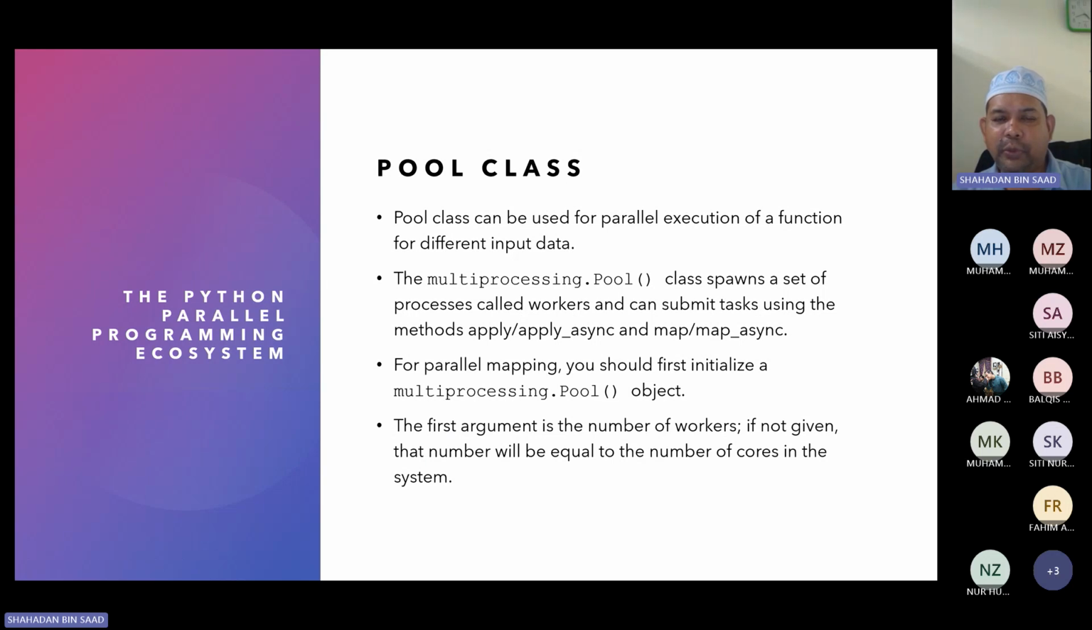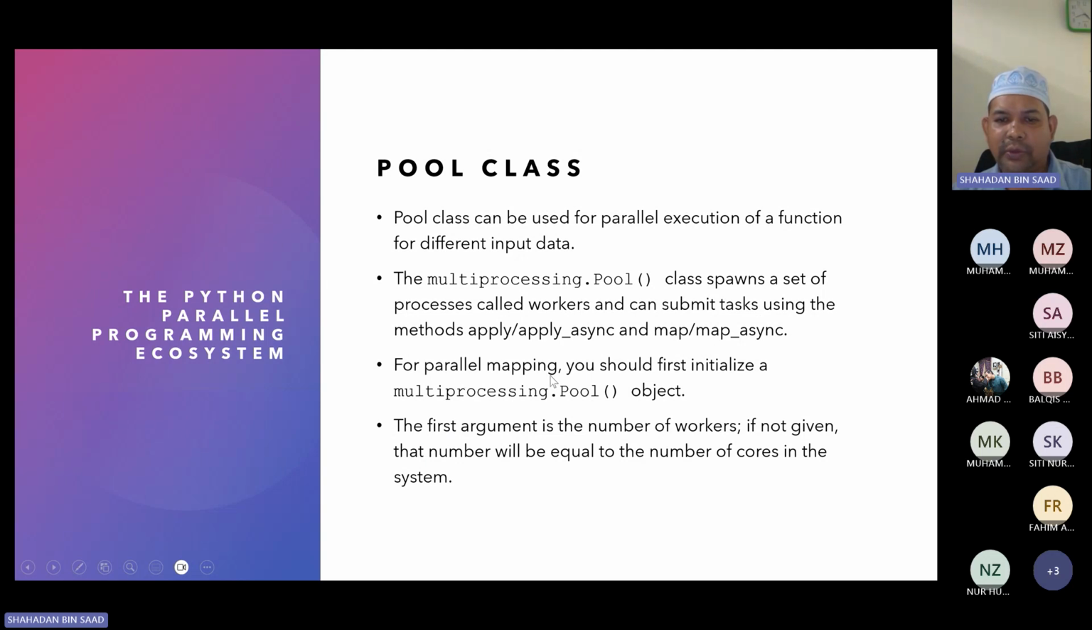Okay, next kita ada Pool class. So Pool class can be used for parallel execution of a function for different input data. So yang ni kita pakai multiprocessing.Pool. This class spawns a set of processes called workers and can submit tasks using the methods apply or apply_async, and map or map_async.